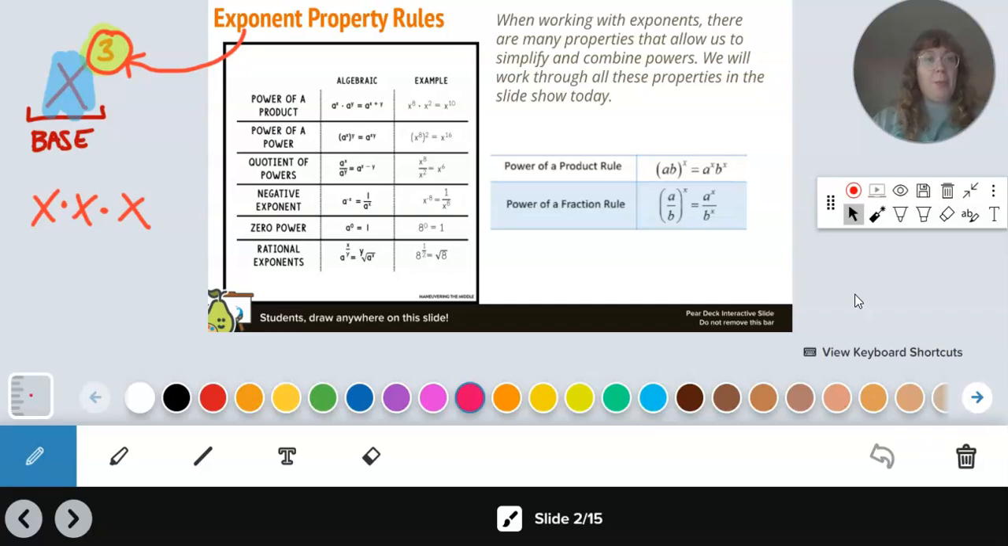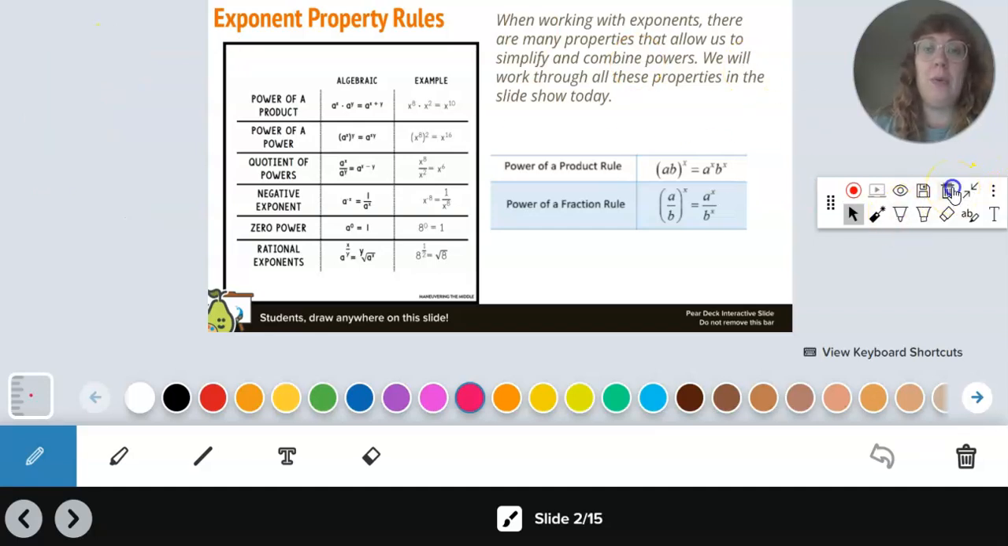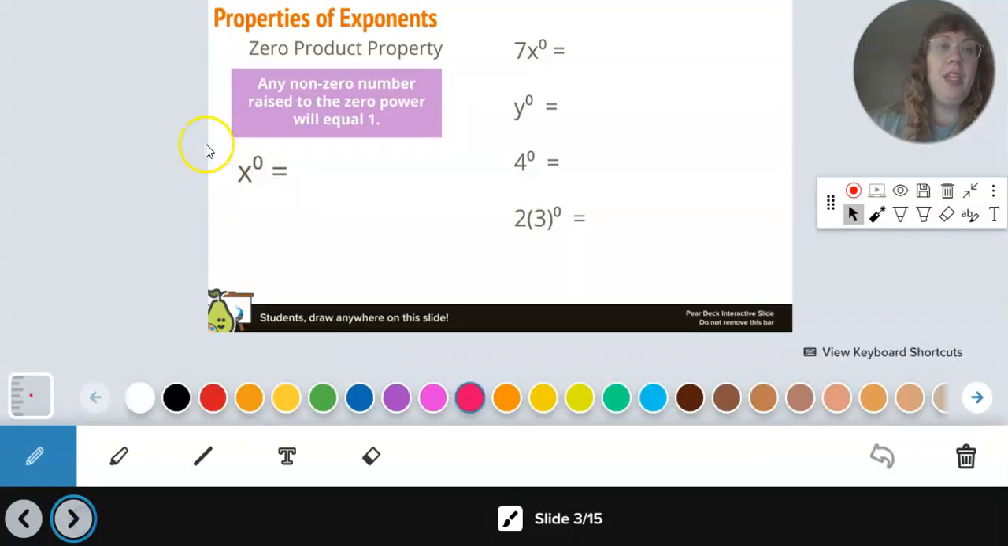So there's the power of a product, power of a power, quotient of powers, negative exponent, zero power, rational exponents, power of a product, and power of a fraction. And we're gonna look through each of these one slide at a time, okay? So this is just a good thing to come back to get a full review of all of the exponent properties. The first one on slide 3 is the zero product property.